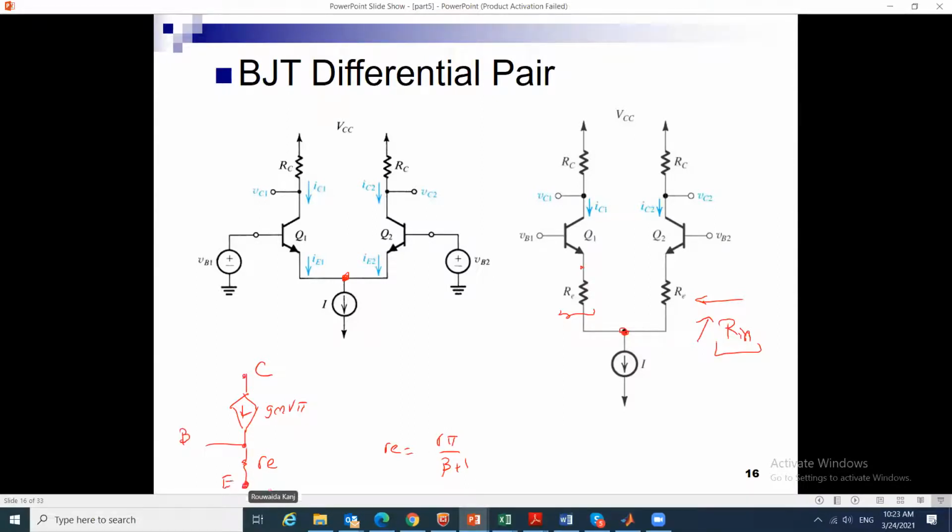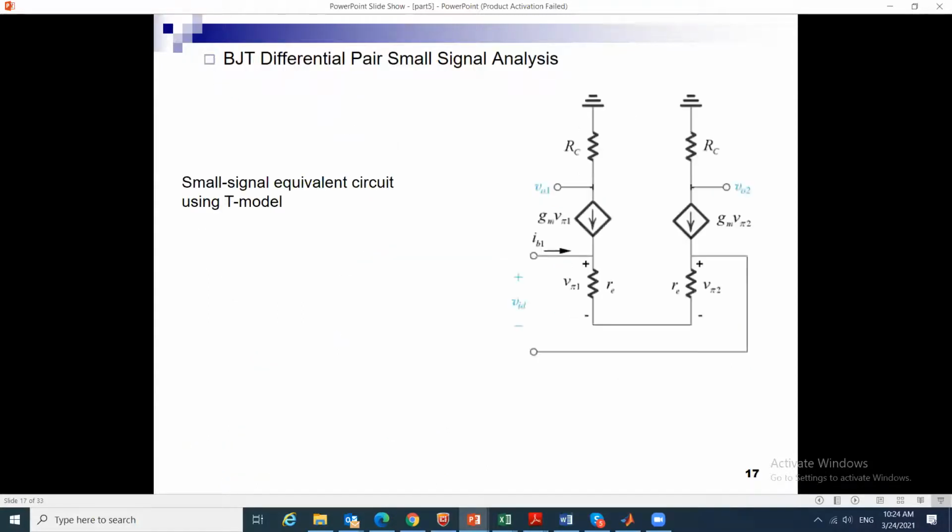So don't be confused between the little re, which is part of the model, and the big RE, which is the resistance I put after the emitter, between the emitter and this node that is going to the current source. Okay, so let's see how the derivation continues and what we can use here. Great, so we started with small signal for the basic one with no big RE.